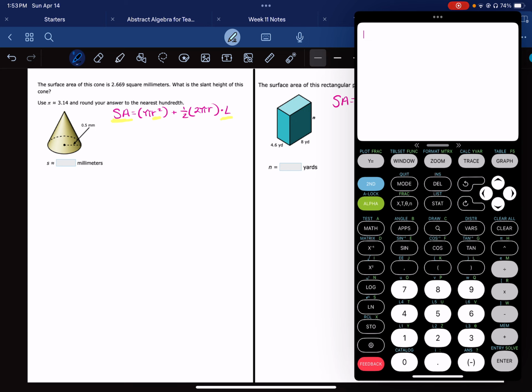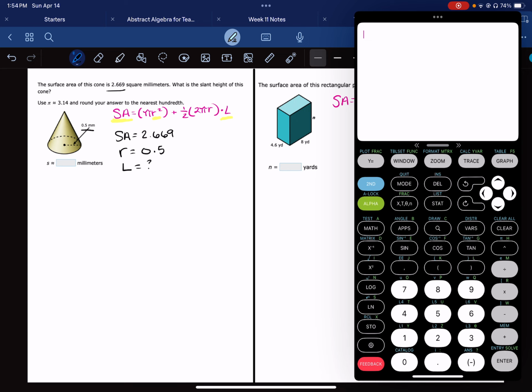So let's start with making a list to define what we know. We know the surface area because it's given in the problem. It's 2.669 square millimeters. We also know that the radius is 0.5 millimeters because that's given in the diagram. And we know that the problem is asking us to find the slant height, so L is going to be the third variable that we don't know.